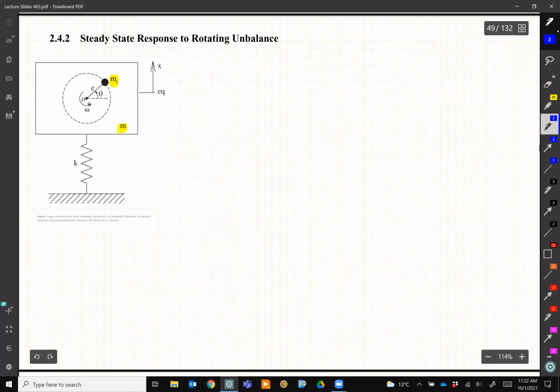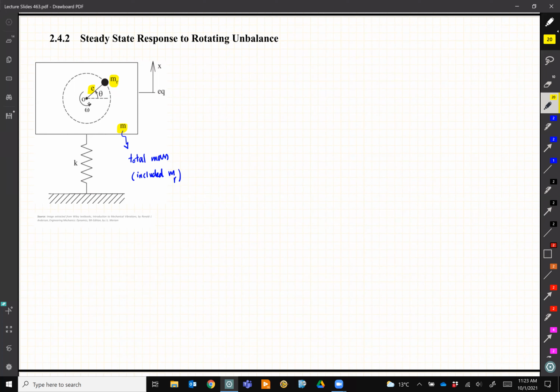So this is then the total mass, m, included mr. So mr stands for rotating mass, the mass that is rotating. And imagine this mass is not rotating at the center exactly. It has an eccentric distance, which is e. This e can be very, very small, on the order of thousandths of a millimeter, but still it creates vibration.